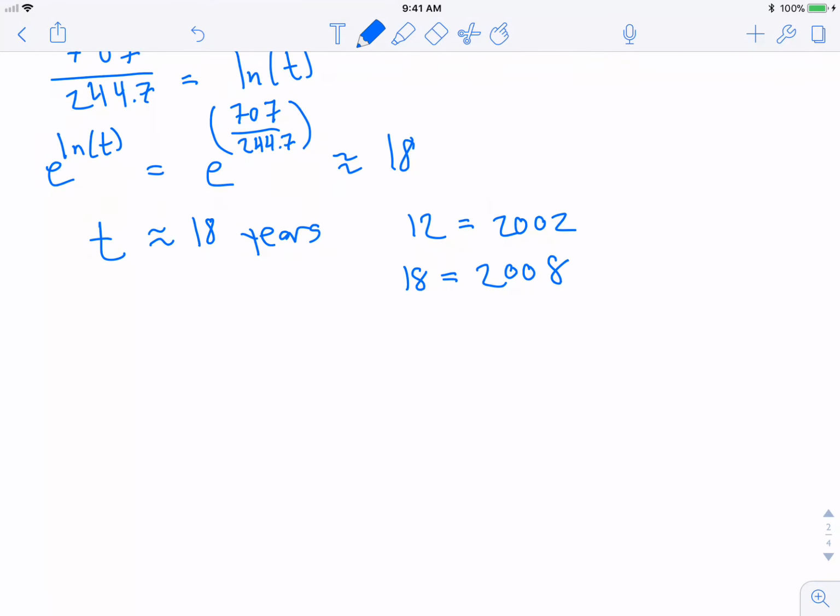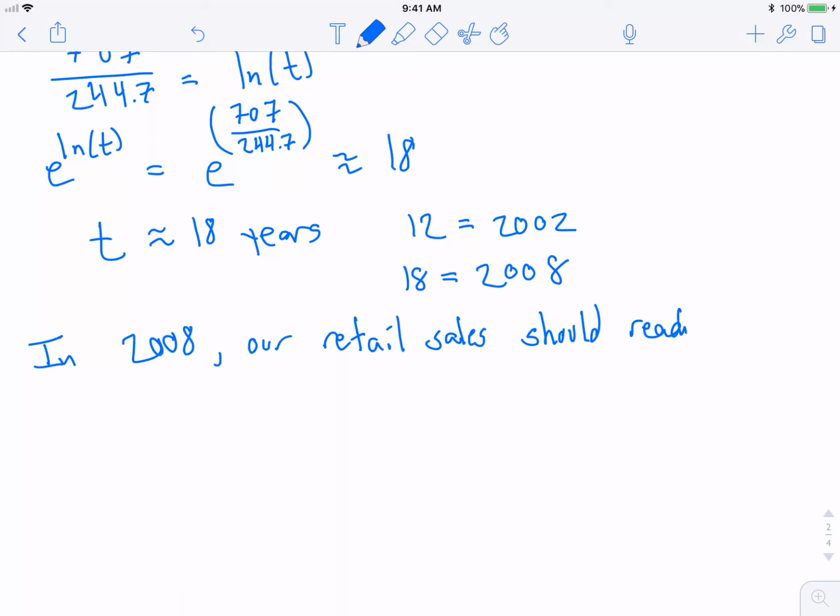And we can say that in 2008, our retail sales should reach 141 billion. We can pinpoint time by measuring these sales and then canceling out the natural log with our exponents.